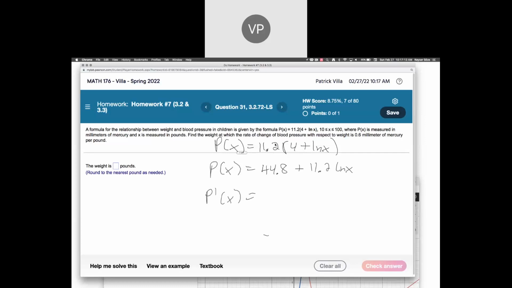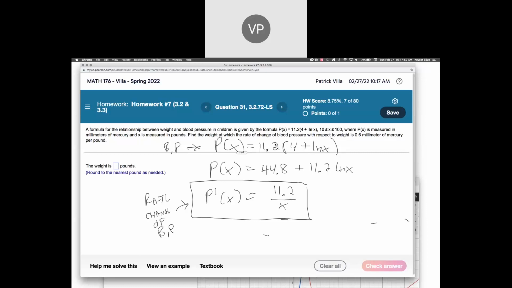Derivative of a constant is nothing. Derivative of natural log of x is 1 over x, so this just becomes 11.2 over x. That's my derivative of the blood pressure, so it's the rate of change of the blood pressure. Okay, so this is blood pressure. This is rate of change of the blood pressure. So always make sure you understand what you have, because you're going to get 2, 3 functions. Each has their own derivative. You've got to know what every one of them stands for.